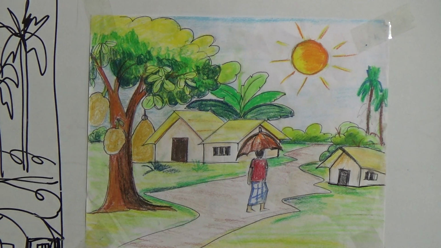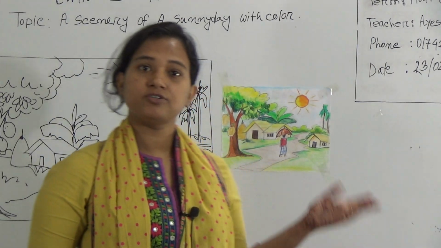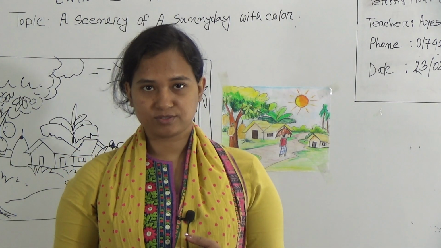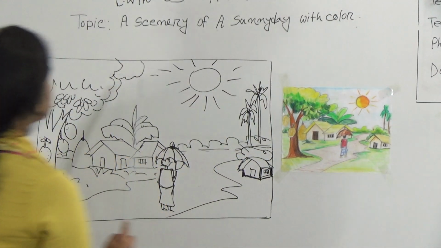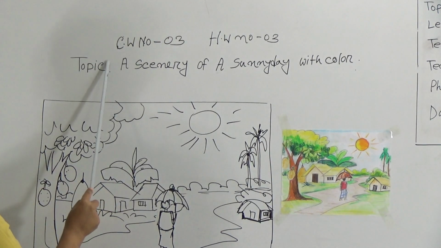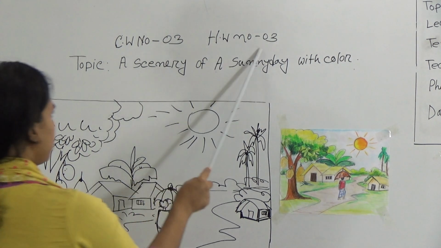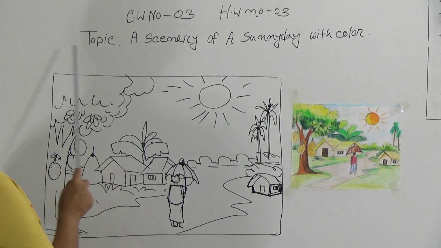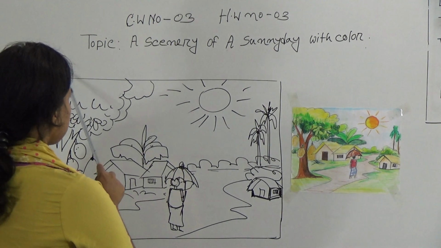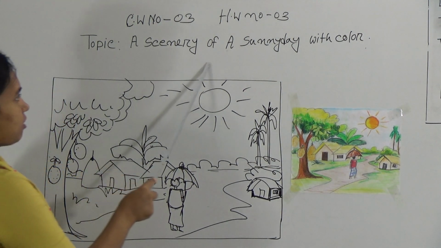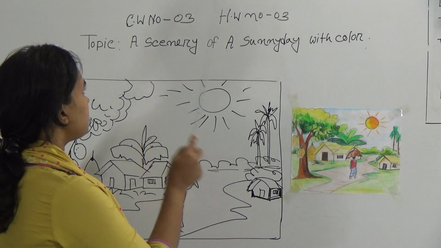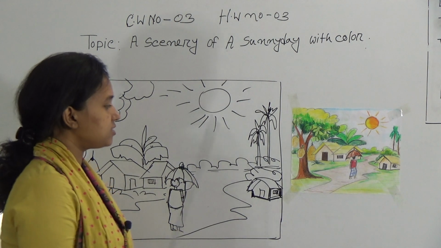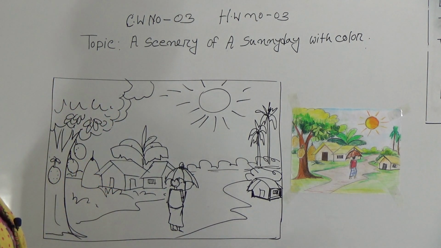So I think you all have understood my today's class. I already briefed you in your live class also. You must practice at your home, and this one is your HW, and the HW number is 3. This one is CW number 3, HW number 3 also. You must write on your copy the topic, a scenery of a sunny day with color. After that write down the CW number, HW number also, and after that you will start your drawing and finish it very carefully.